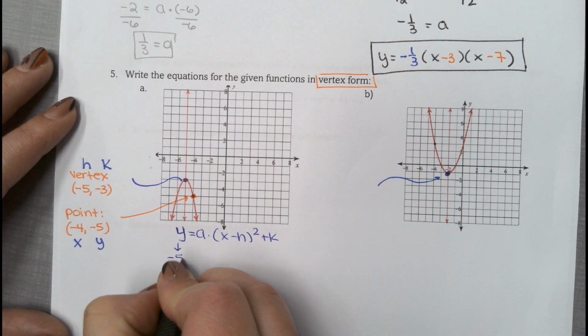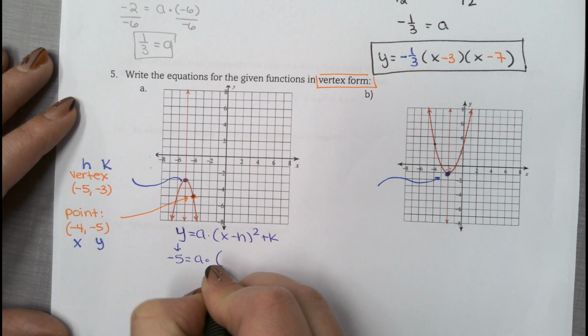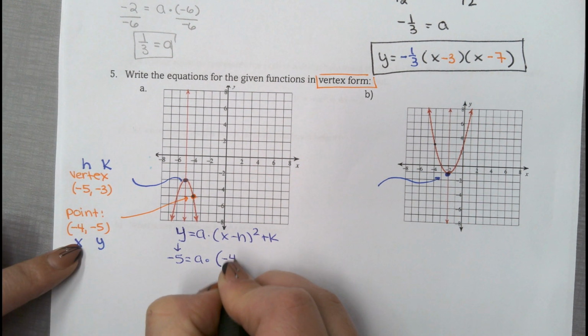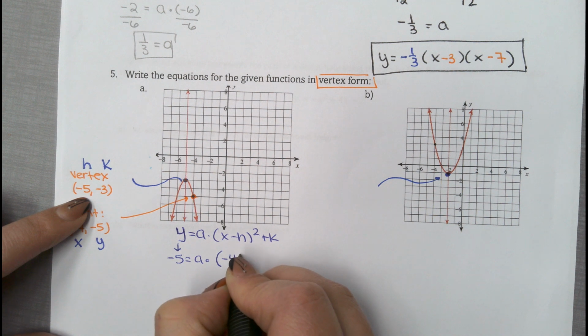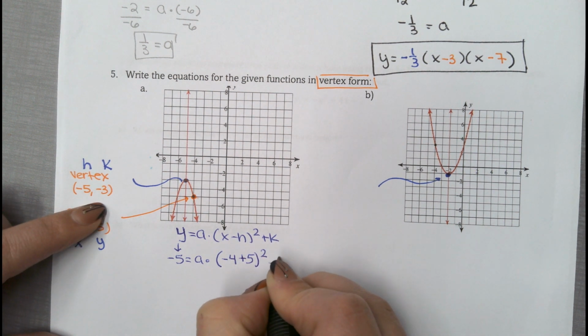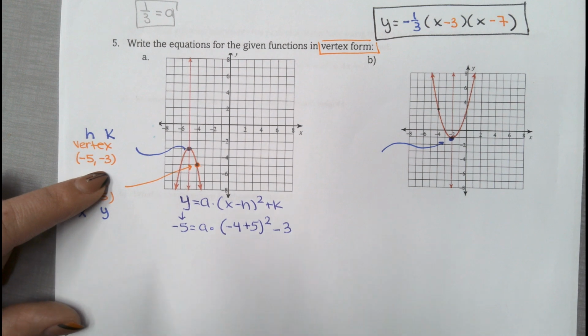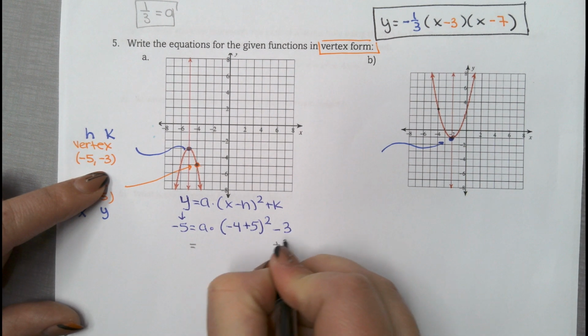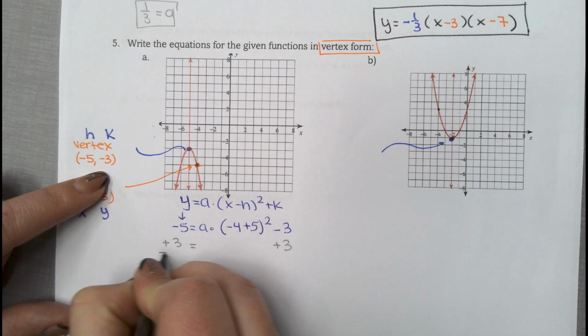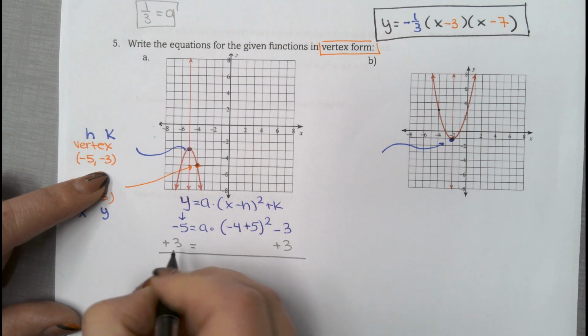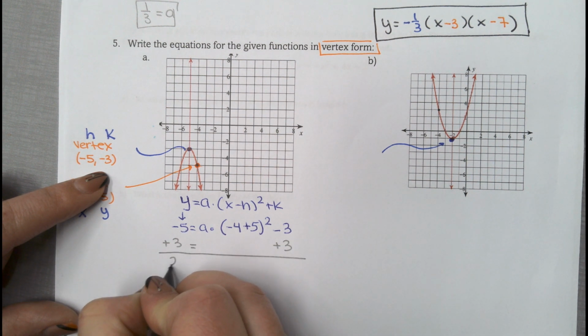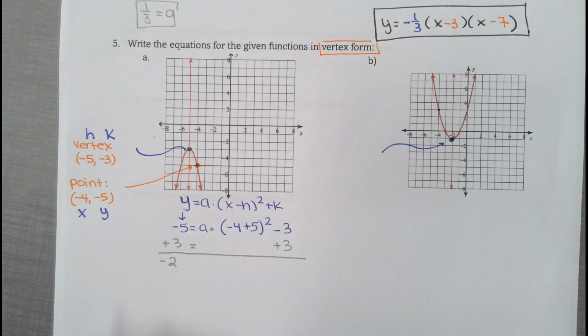Our y is -5 times x, which is -4. H is opposite, so I see a -5, I write a +5. Square it. K is for keep, so we write a -3. Now this one's going to be a little bit more step and procedural because we cannot use a calculator here. So we're going to add 3, get rid of that k first so you don't end up making a mistake. So we get -5 plus 3, that is negative 2.